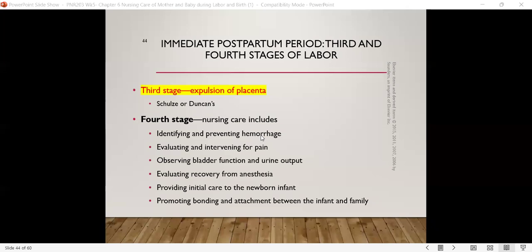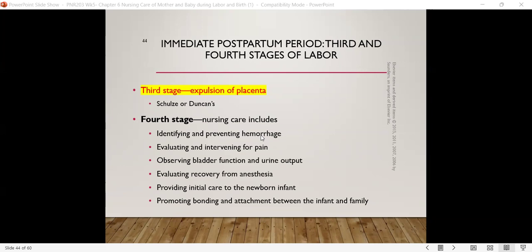All right. Now, providing initial care to the newborn, yes. You can be doing the baby's APGAR scoring, instilling and putting in the erythromycin eye ointment. Those are things, and looking at the baby, so APGAR, the eye ointment, vitamin K, and observing for any abnormalities. Okay. And then, of course, we're going to promote bonding and attachment between the infant and family.